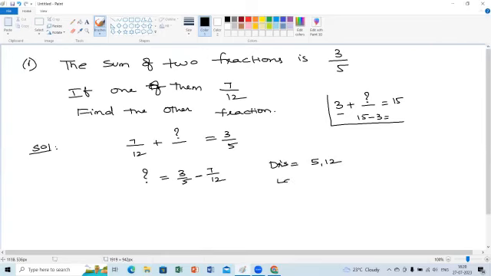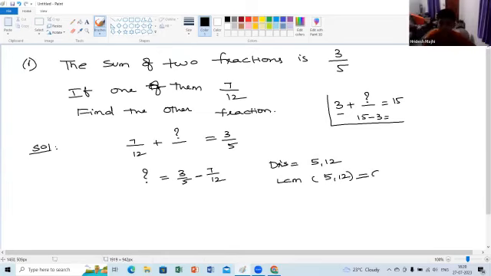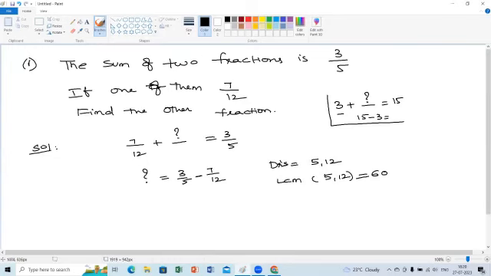What is the LCM of 5 and 12? Ma'am, 60. Very good. Why is it 60, Deepika? Ma'am, because 5 12s are 60 and 12 5s are 60.